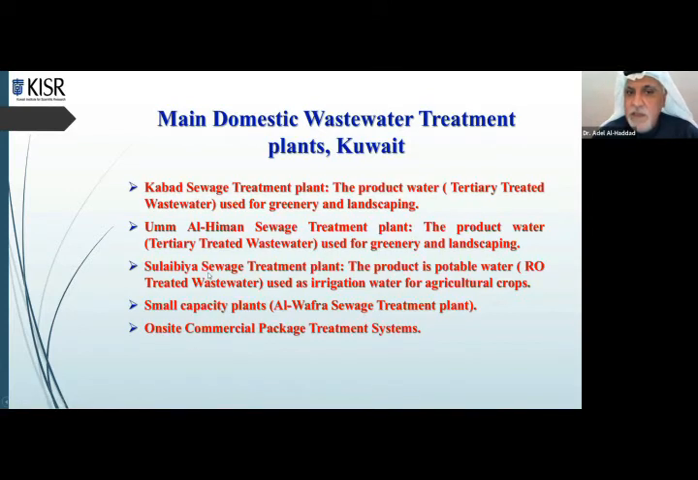Now, Salabia is the largest plant in Kuwait. The product is potable water, but because of religious reasons, this water is usually used, in the Ministry of Public Works, for irrigation of agricultural crops. In the north of Kuwait, in Al Wafra farms, also in the south of Kuwait, and for Abdali farms in the north of Kuwait, they use it.